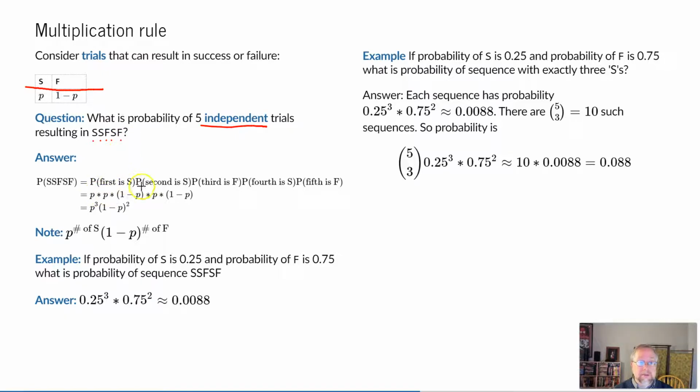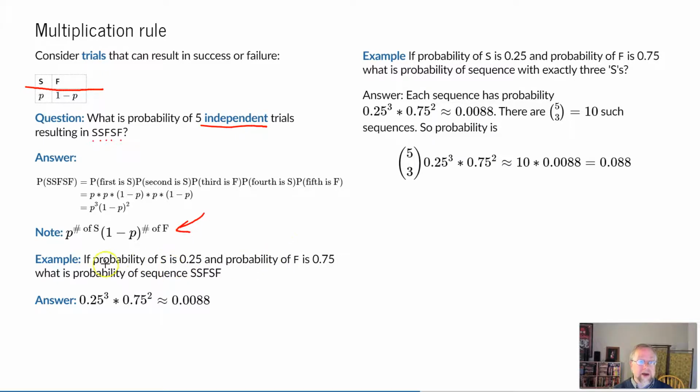P times 1 minus P times 1 minus P. And if I group, because I'm allowed to group, that's P cubed times 1 minus P squared. In other words, P to the number of successes times 1 minus P to the power of the number of failures. So that's going to be important to us.